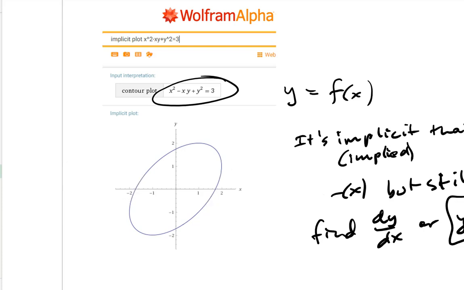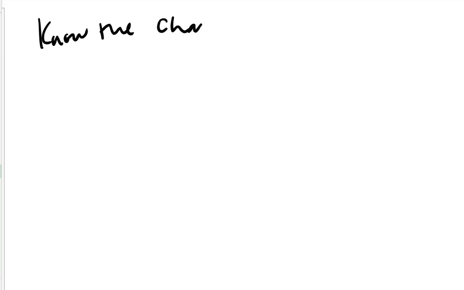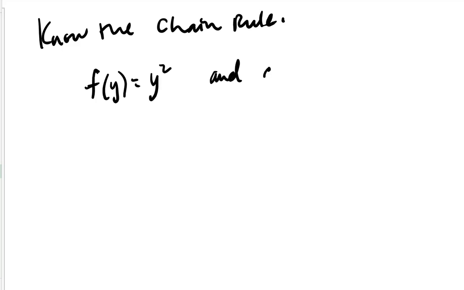So let's start this out. One thing you need to know before you start implicit differentiation is the chain rule, and you need to understand how the chain rule works. So know the chain rule, and if you don't, there's a video on it. I'm going to go over one little thing real quick. Suppose that f of y is y squared, and y of x is 3x minus 1.